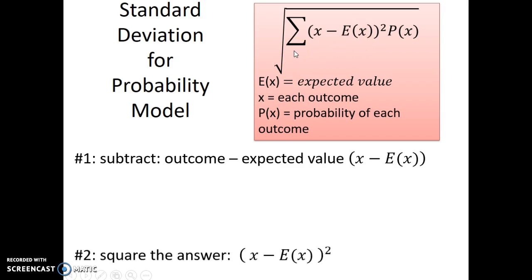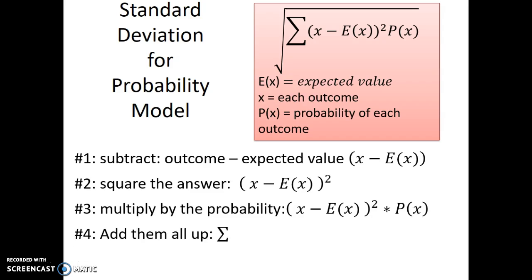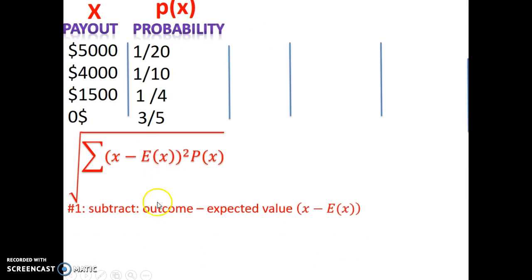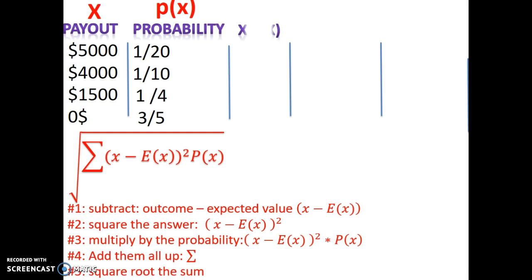So if you go through it, here are all of the steps. I'm going to actually walk you through these for this example. Here we go. So first thing you do is you've got to subtract your outcome from your expected value right here. So here's the outcomes that we've got. Our expected value was 1,025, and so we come up with all of these numbers right here.